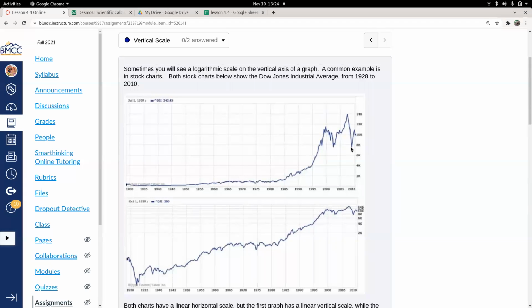Question: is $1,000 today the same as $1,000 in 1928? Answer is no. If I had $1,000 in 1928, I'd be a very rich man. Today, I can't even buy a car with that. In 1928, I could probably buy several cars with that.